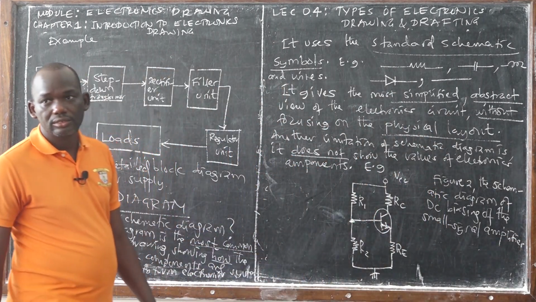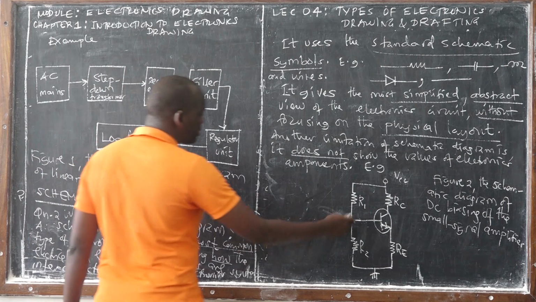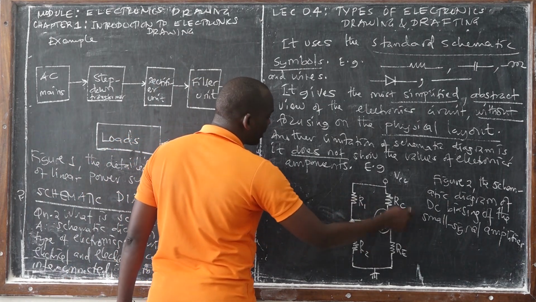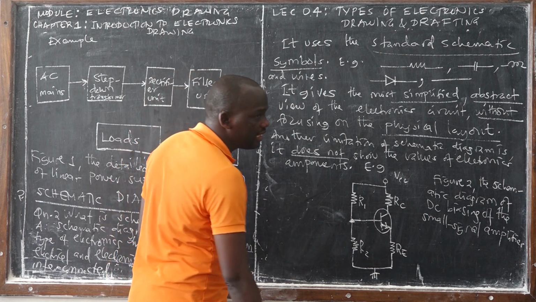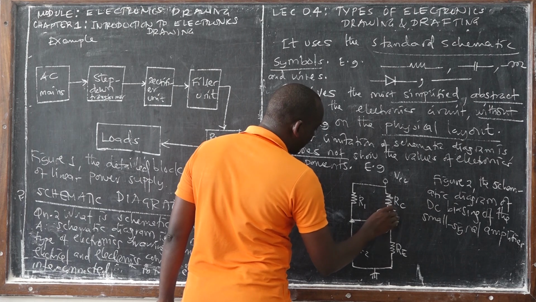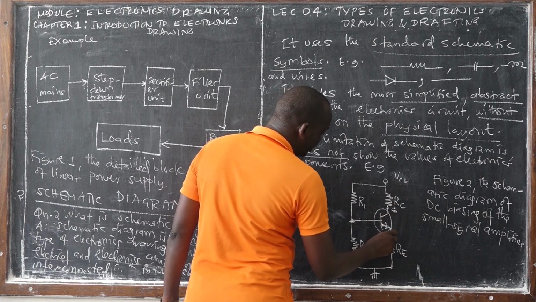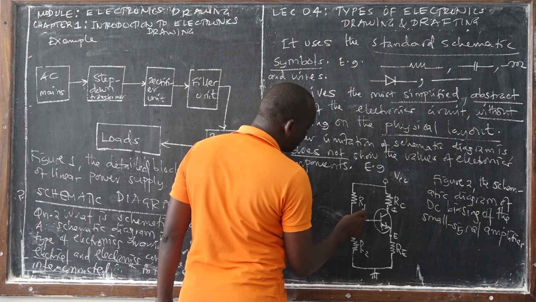So listen, stop writing. These are the electronics components: resistor, resistor, resistor, resistor. And this is the semiconductor device, which is called the transistor. Then this one we call the collector terminal, this is the emitter terminal, and this is the base terminal.